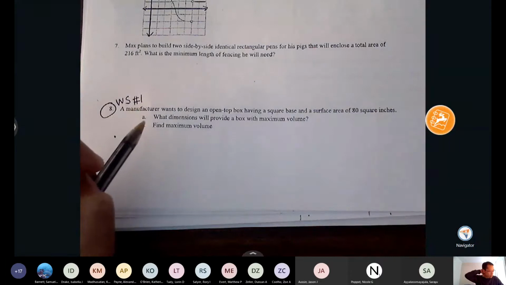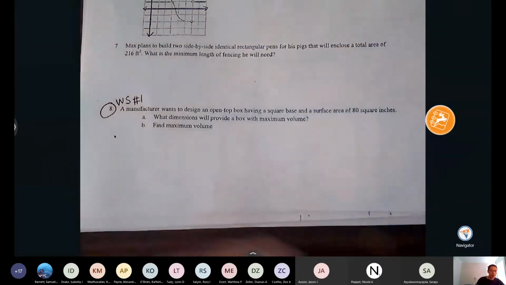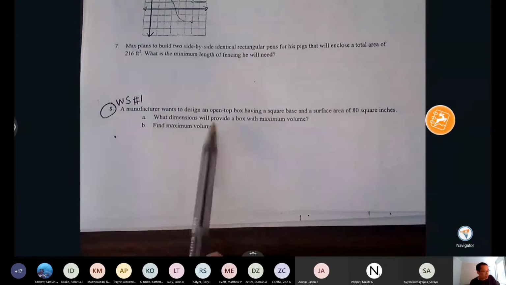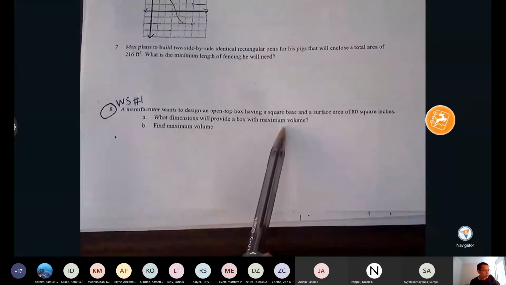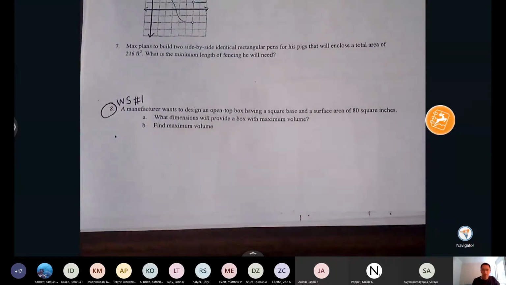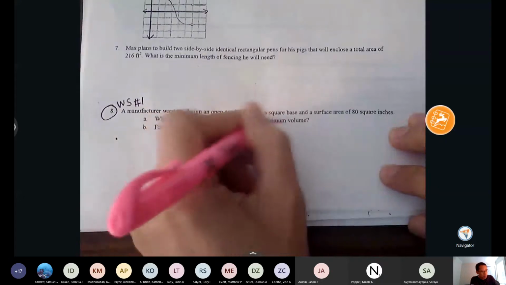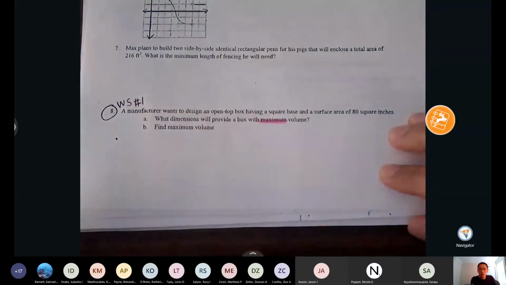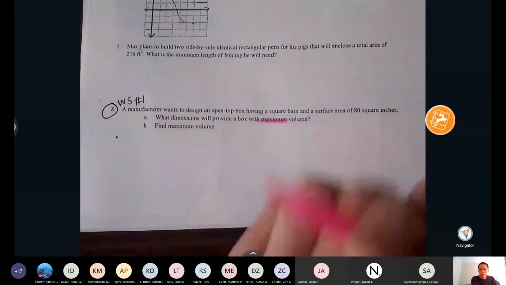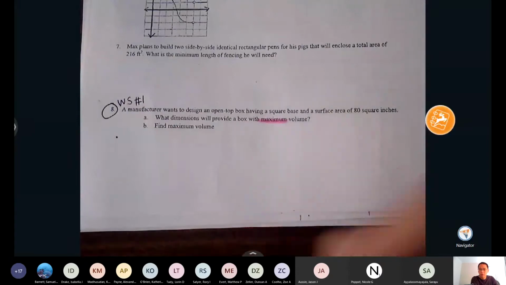A manufacturer wants to design an open top box having a square base and surface area of 80 square inches. What dimensions will provide a box with maximum volume? And we're going to find that maximum volume. So we're looking for keywords, right? Keyword here is maximum, and it's describing volume, so we know that is going to be our focus of attention. That's going to be our primary equation.